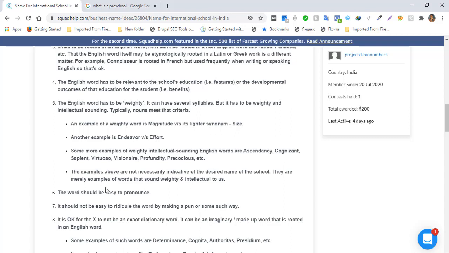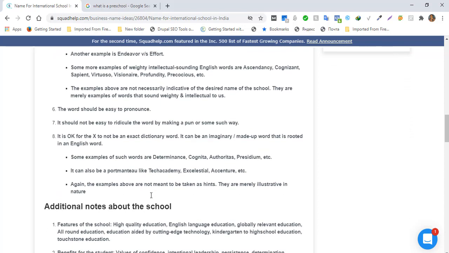Now, the word should be easy to pronounce. It shouldn't be something that is difficult for the parents, the clients, to pronounce. Then also, it should not be easy to ridicule the word by making a pun or some such things. It shouldn't be something that somebody will just take and coin and start making jest of the word, meaning that it should have weight and meaning. It shouldn't be a nonsensical word. Then it is okay for the name to not be an exact dictionary word.